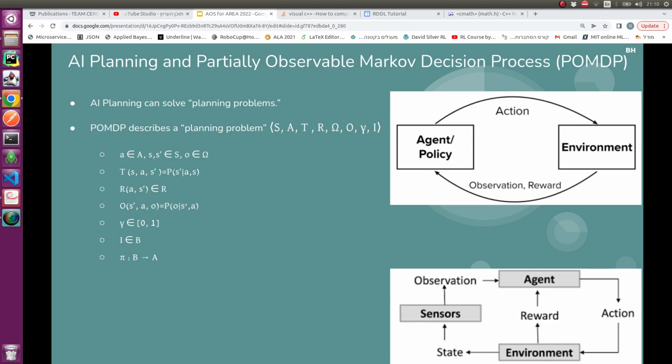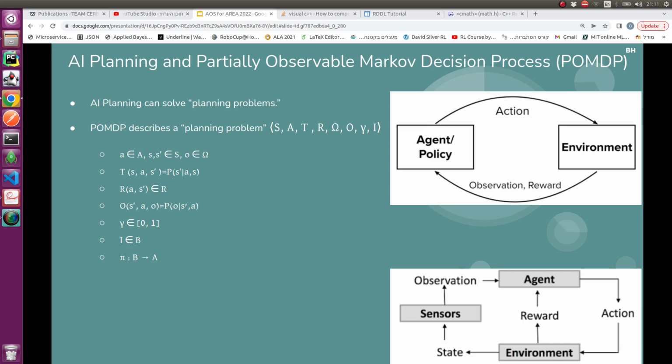A POMDP is a way to model the world and to describe a planning problem. In POMDPs, the agent is unaware of the current state of the world. It maintains a belief state, which is a distribution over states, to reflect its belief on what is the current state. It can apply actions, and these actions probabilistically change the state of the world.